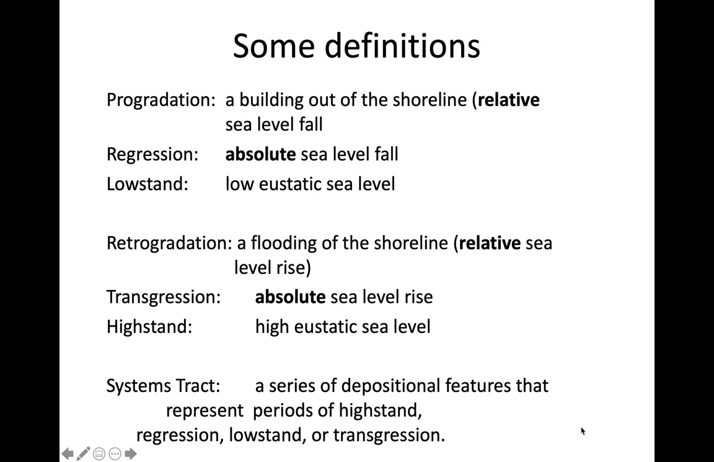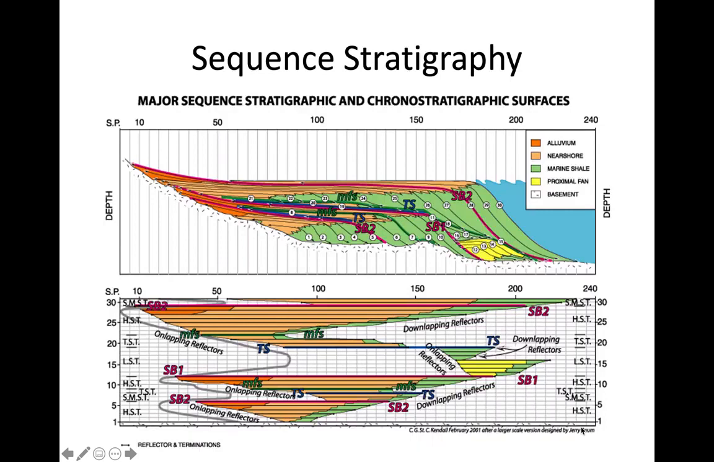Retrogradation is a flooding of the shoreline, so the shoreline actually retreats towards land. That's going to go hand in hand with a transgression. And a high stand is going to be a high eustatic sea level. We'll talk more about these terms a lot later. And then finally, systems tracts, a series of depositional features that represents periods of high stand, low stand, regression, transgression, progradation, and retrogradation. All right?